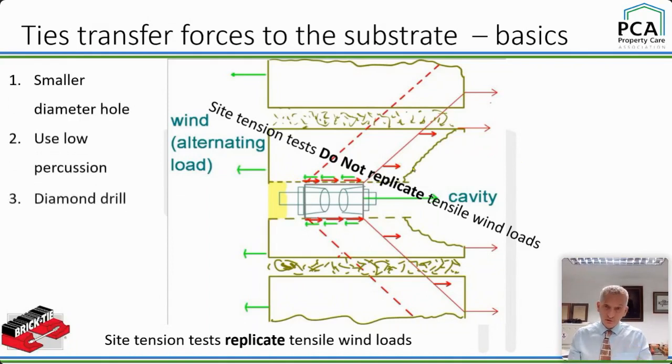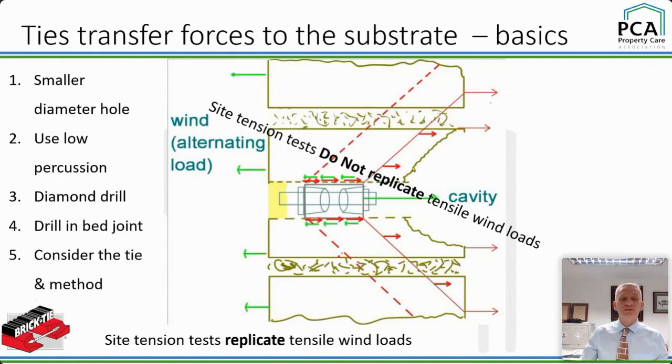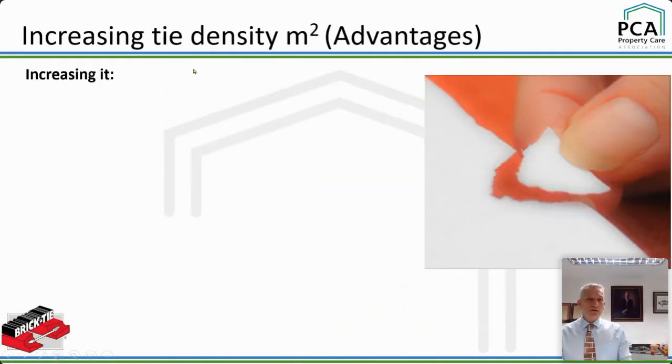Use low percussion, diamond drill it, drill in the bed joint, that reduces spalling, and consider the tie method and the method of installation carefully. None of these is right, wrong, or indifferent. They just all need to be considered. All right. Staying on the point of bearing stresses, this is just a guide.